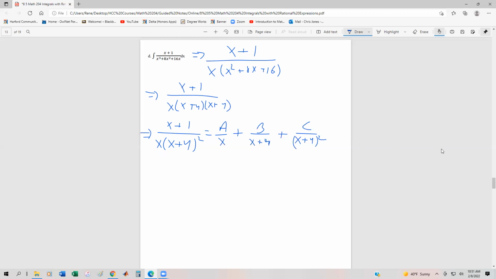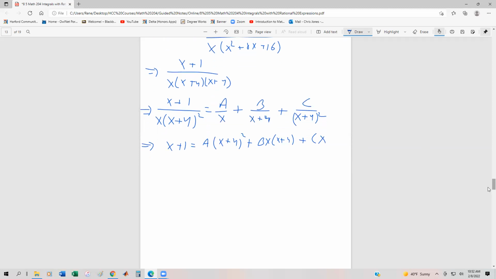We're going to multiply through by the common denominator, and it's going to leave us with x plus 1 equals A(x plus 4) squared plus Bx(x plus 4) plus Cx. Right. Now, at this point, we could either create a system or we could use the nice number method. I think I'm going to use the nice number method, and I'm going to start by letting x equal 0.